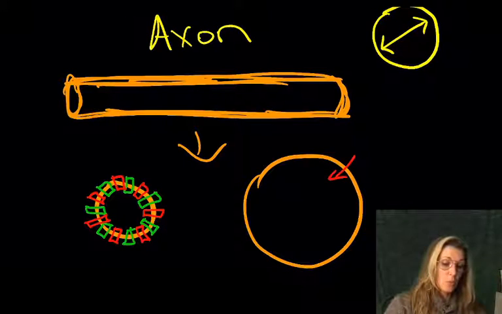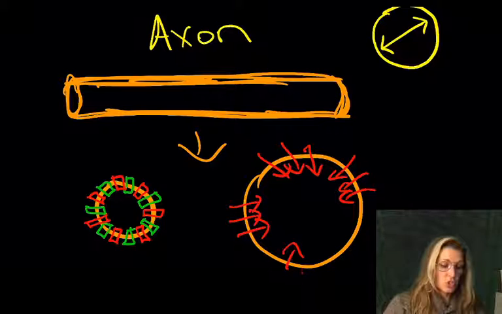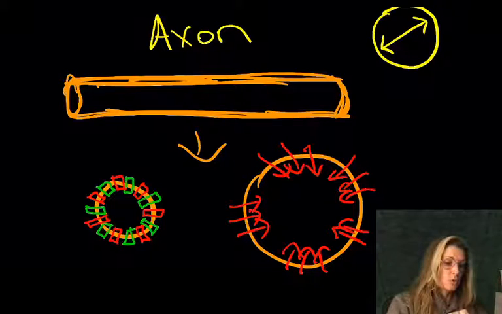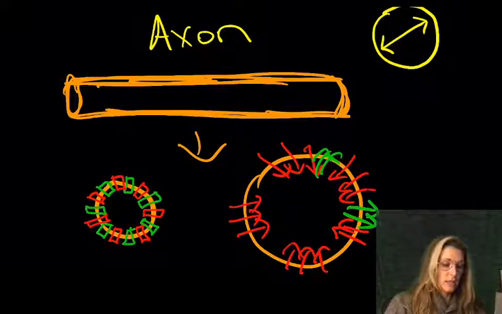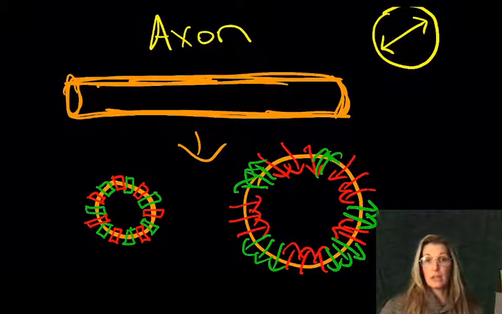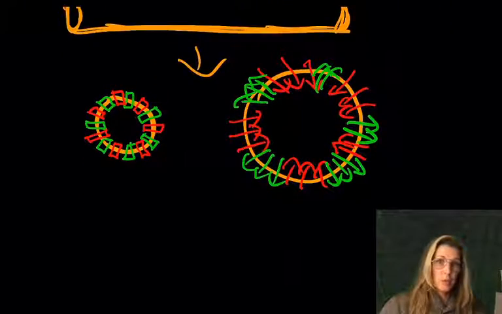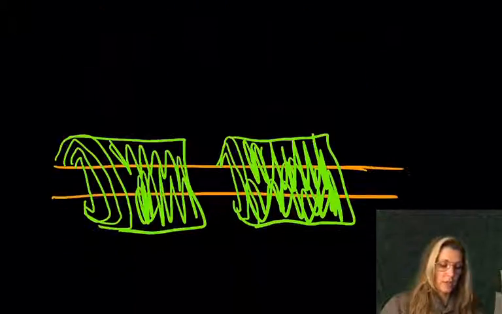And so you can get more movement. You can pack more of those channels into the membrane. So that means that the sodium can move in faster, and you can have quicker conduction of that action potential down the length of that neuron. So larger diameter axons, larger diameter neurons are faster.